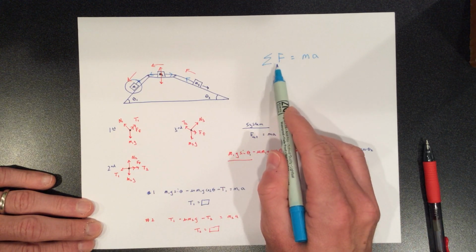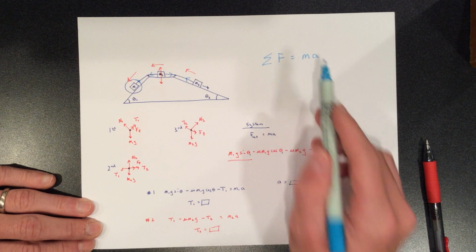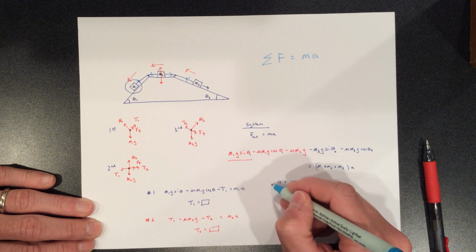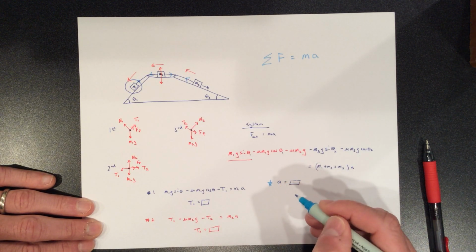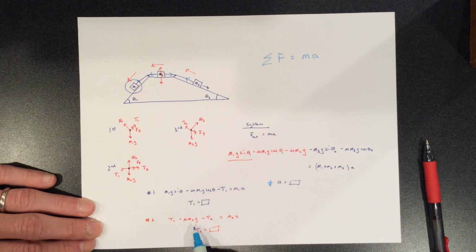Sum up all the forces. If that is positive, then you're going to get a positive acceleration. And then you can figure out what the system does after that. Once you find the acceleration, this is your go-to. Find the acceleration, and then you can look at individual boxes to find their tensions.